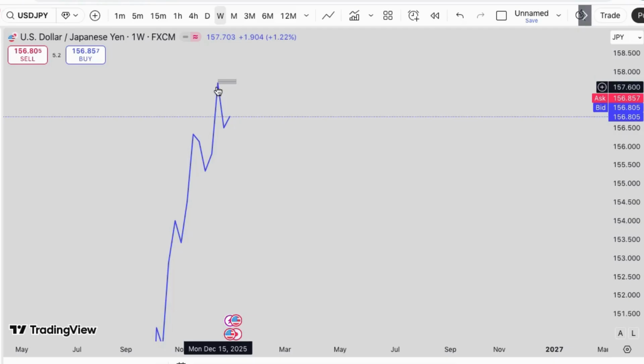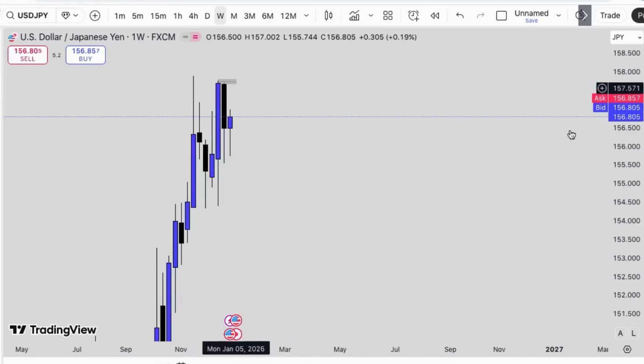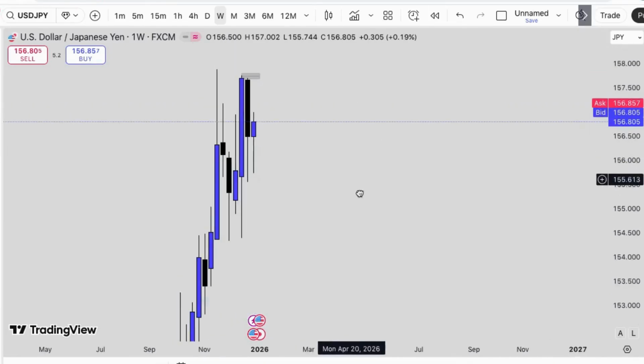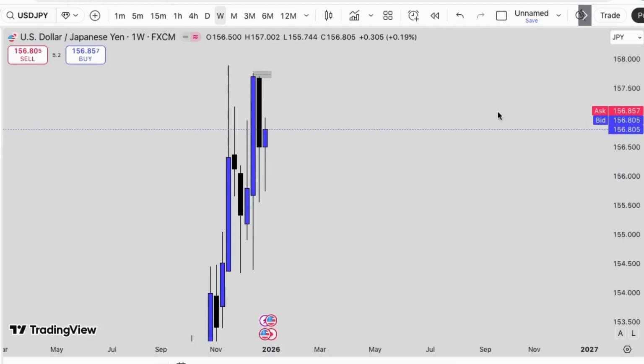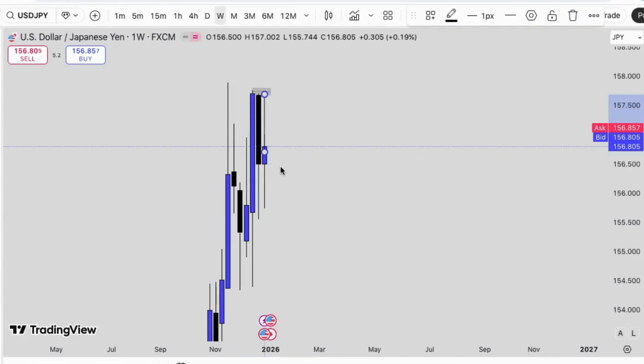switch to the line chart. So when we get this level, now we know where our level is. Why I said these levels have two layers is because price could get here and reverse without getting to the very top before reversing. So price could get here and start going down. So that's the first layer.